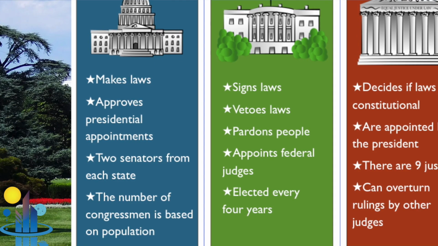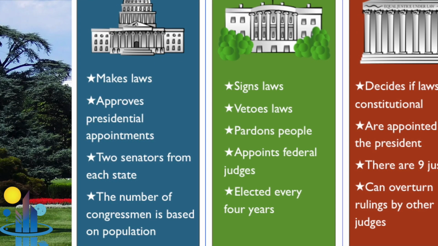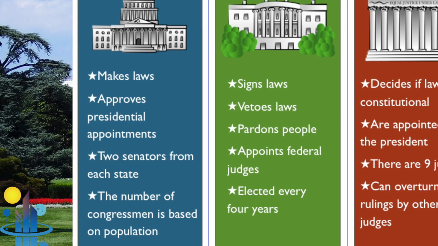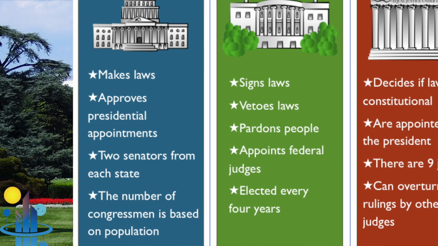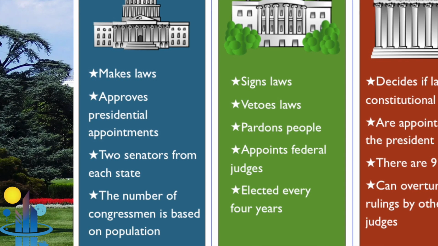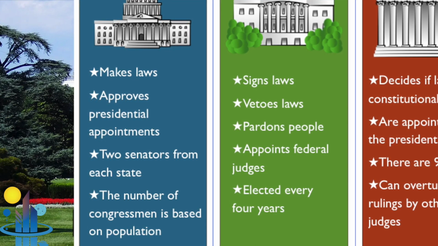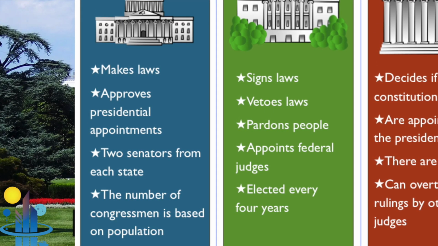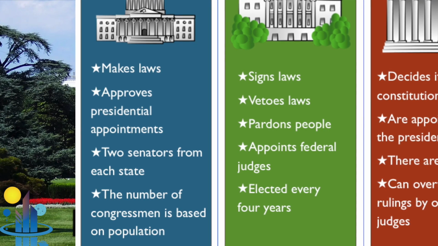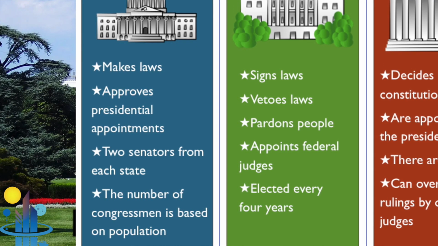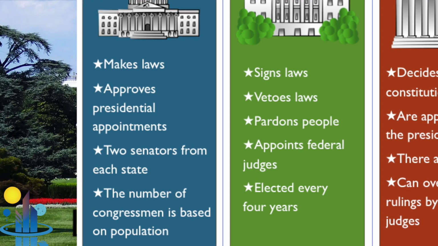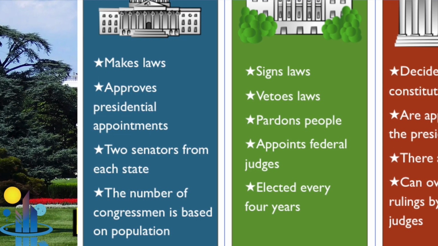Now, the members of the House of Representatives are elected based on population, right? So the members of the U.S. House of Representatives each represent a portion of their state, known as a congressional district. This averages about 700,000 people. And then we have the Senate.